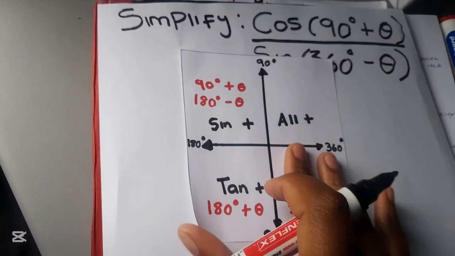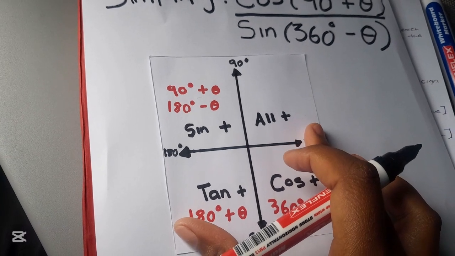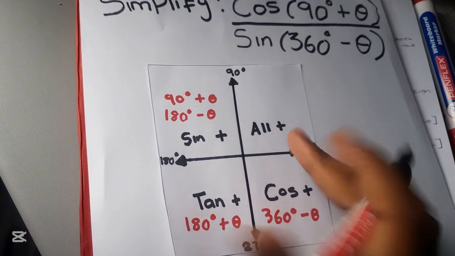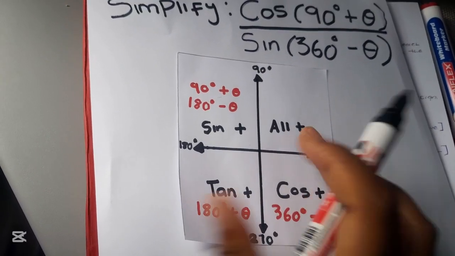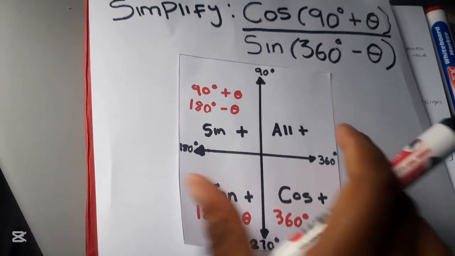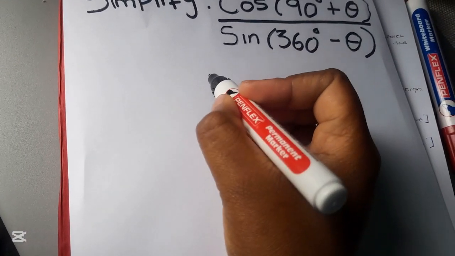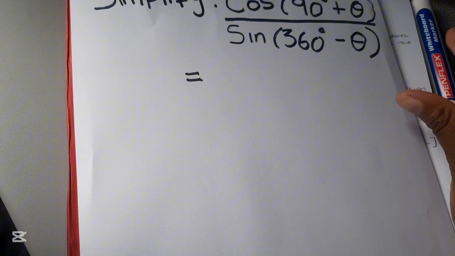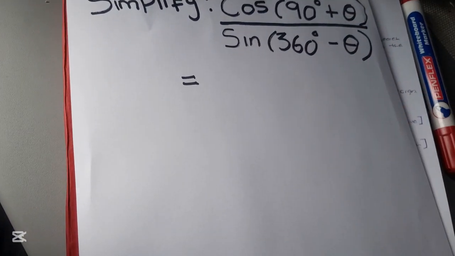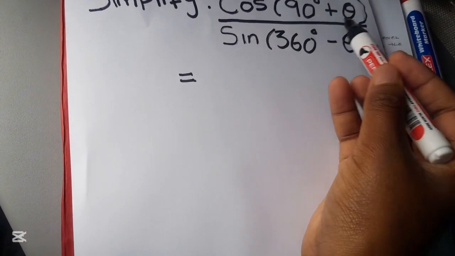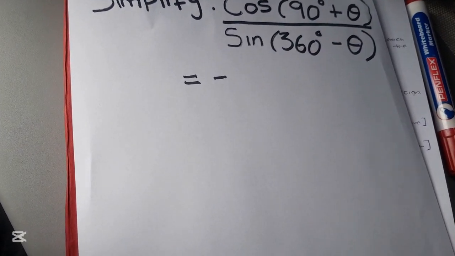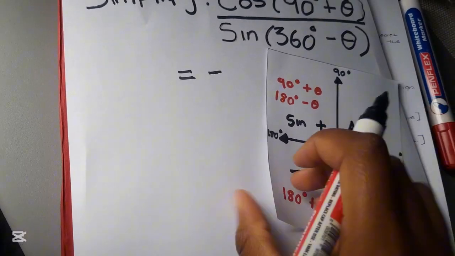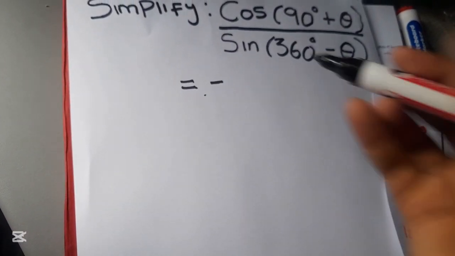Firstly, let's consider our CAST diagram. We can see that 90 degrees plus theta lies in the second quadrant, where only sine is positive. So for the upper part, since we're expected to simplify, we're going to write cos(90 degrees plus theta) with a negative sign, since it's only sine that is positive in the second quadrant.